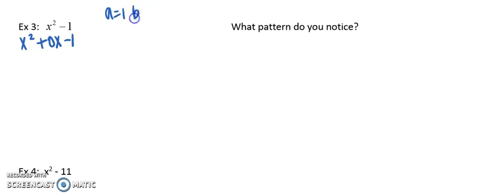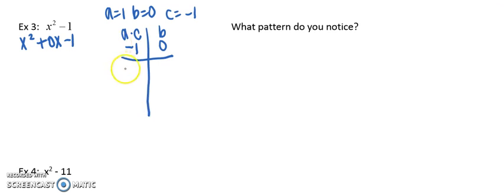A is 1, b is 0, c is negative 1. We want to find out what multiplies to give us a times c, which is negative 1 in our case, and adds to give us b, which is 0. Well, 1 and 1 is our only option, and that's fine, because if we have one of them as a negative, then it'll multiply to give you negative 1 and add to give you 0.